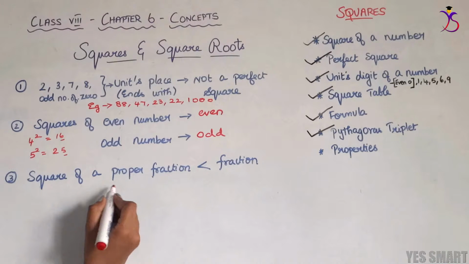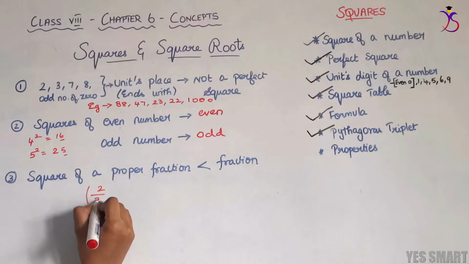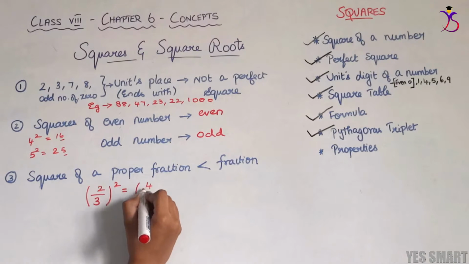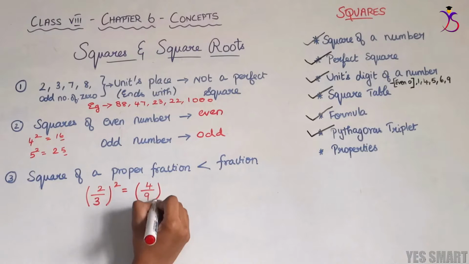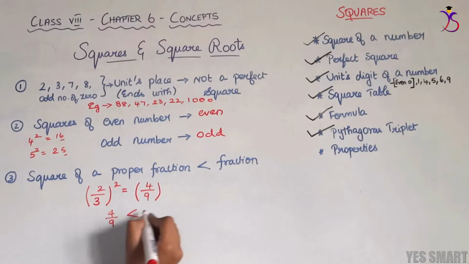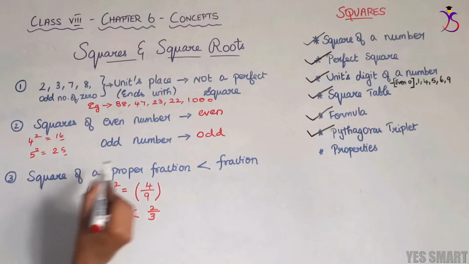So we will relate it with an example. Let me take a proper fraction 2 by 3. The square of this fraction is 4 by 9. So by this property we can say that 4 by 9 is less than the original fraction, which is 2 by 3. We can prove this also.